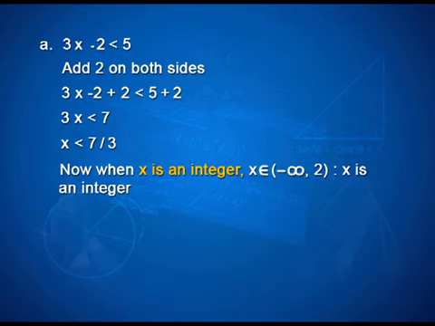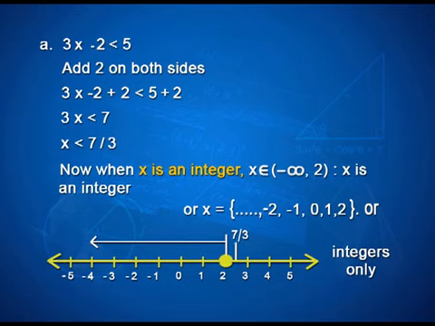Now, when x is an integer, x belongs to minus infinity to 2, closed interval at 2 and open at minus infinity. The interval is closed at 2 because when the inequality x less than 7 by 3 is solved for integers, the integer on the left hand side of 7 by 3 is 2 and the integer 2 here would be included. If we solve the inequality in terms of a set, the solution will be as shown on the screen. If we show the solution on the number line, it is shown on the screen.